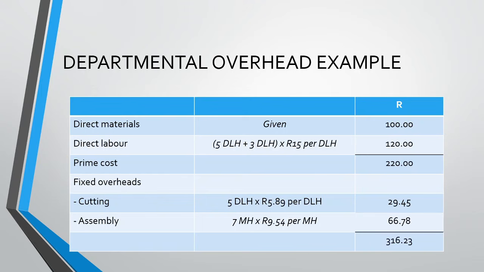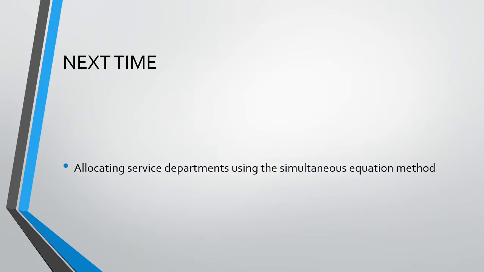We can then finish off our example by adding the overhead costs to the prime cost to arrive at a total cost of 316 rand and 23 cents per unit. In our next video, we will look at how this example would have differed had we used the simultaneous equation method.